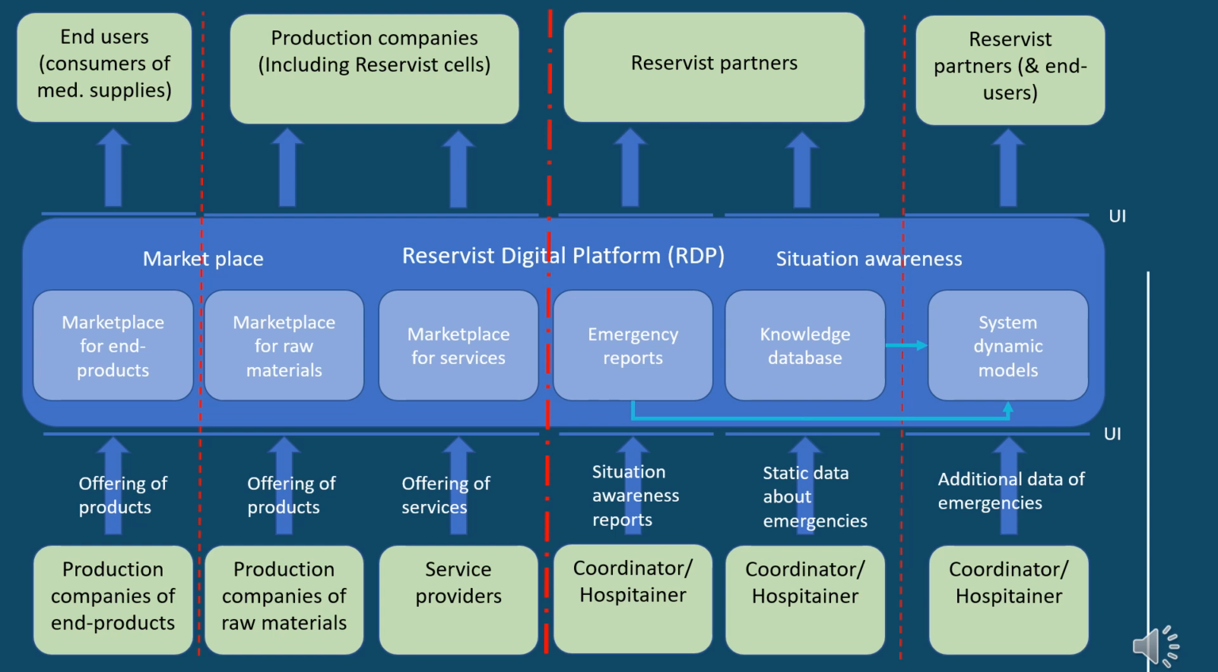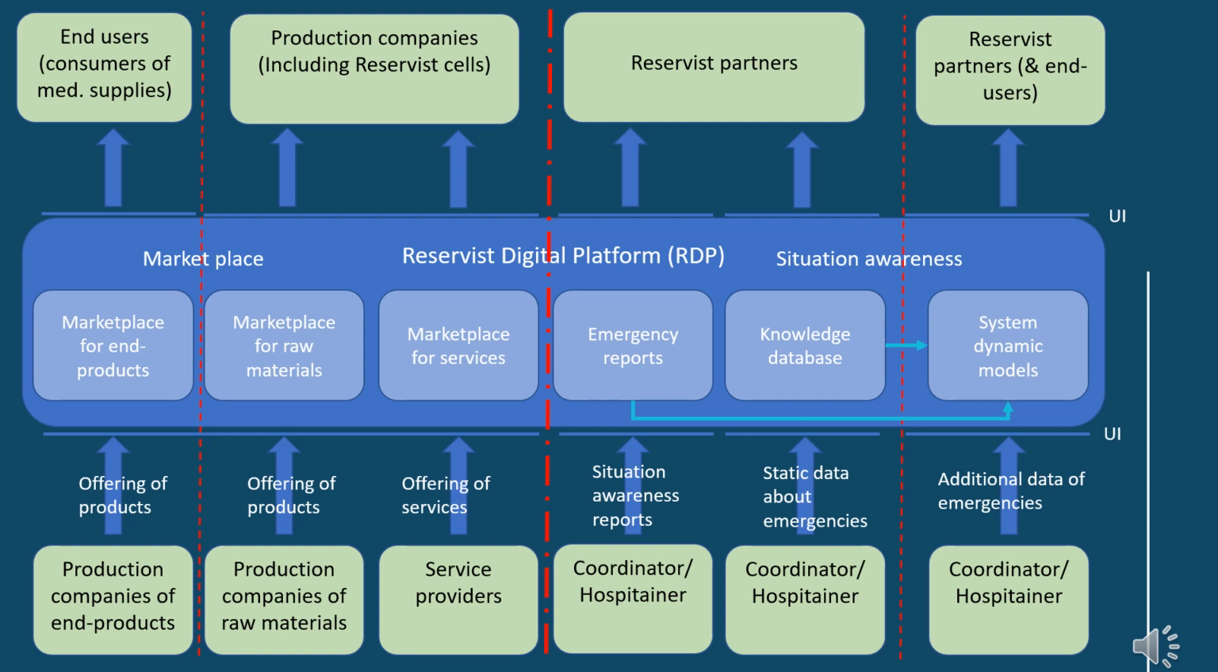The marketplace for end products is for end users, the marketplace for materials is for production companies, mostly for Reservist suppliers. The marketplace for services is for production companies, but also for governmental organizations or product distributors. The situation awareness services are for Reservist partners and special customers.